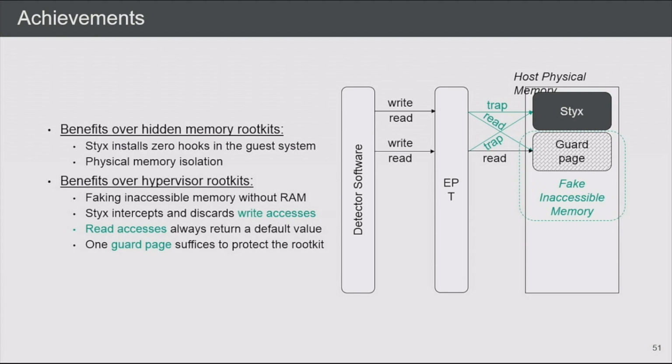So the detection mechanism I've explained in the beginning of this talk is not working anymore, since we're intercepting and discarding write accesses as well as redirecting read accesses to the guard page, which contains the default value that would have been read if we just tried to read from areas that are not backed by RAM. So, in conclusion, only one 4 kilobyte guard page suffices to protect our entire rootkit.